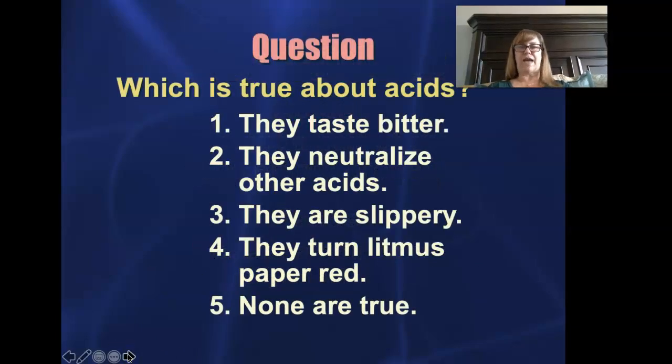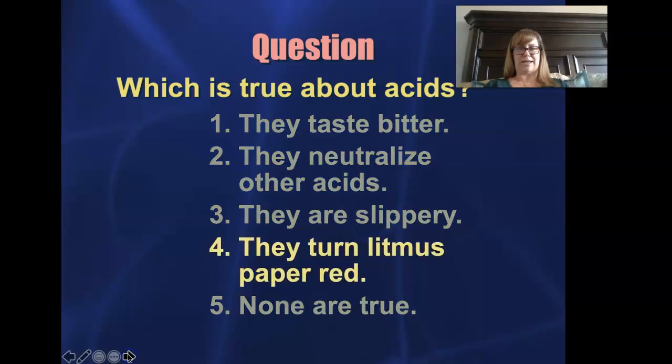So, which is true of acids? I hope you said they turn litmus paper red.